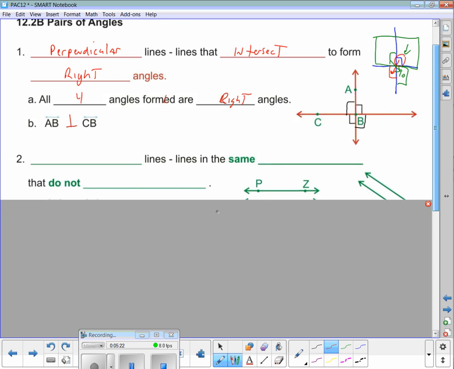All right, so perpendicular lines: lines that intersect to form right angles. Okay, number 2. Parallel lines. Now, most people just think this way with parallel lines: lines that do not intersect, and that's all they think. That's not necessarily true.